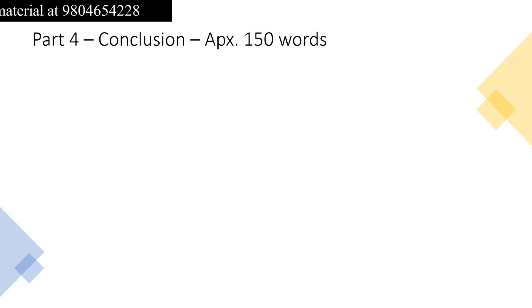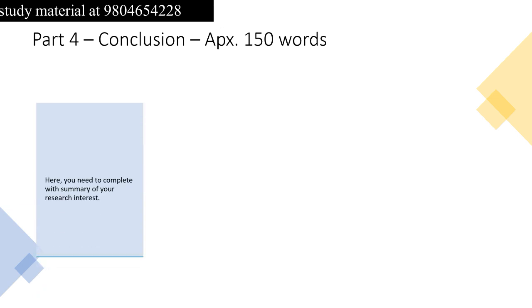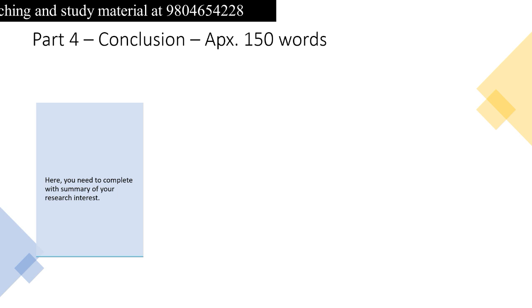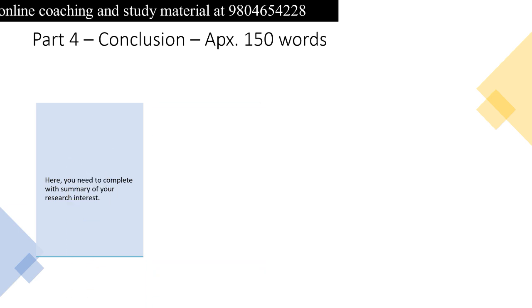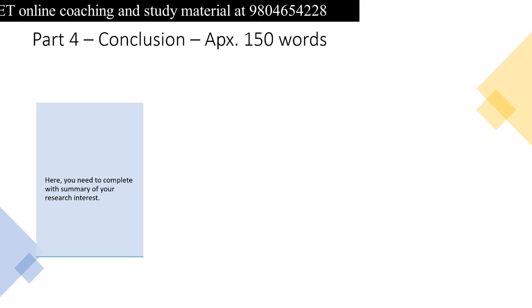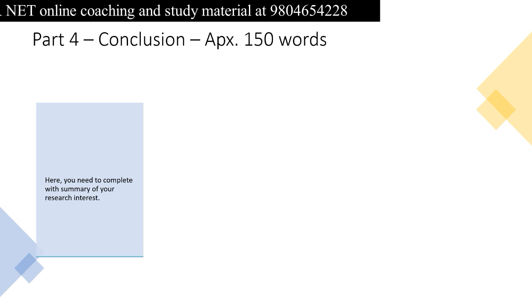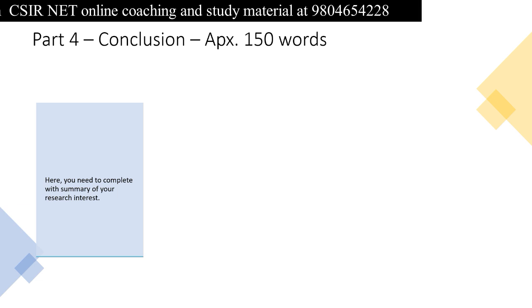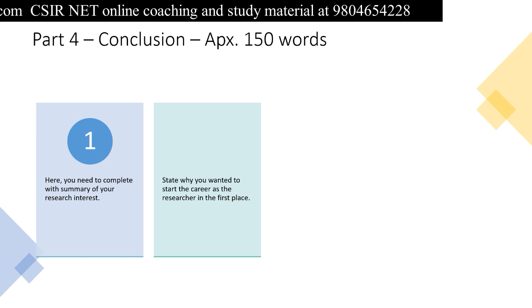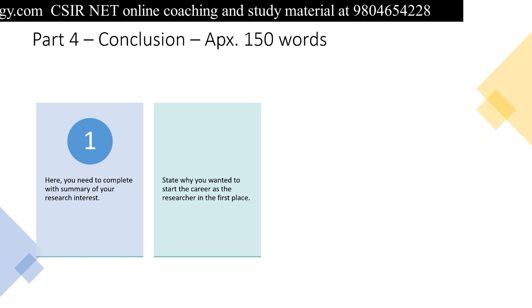And finally, we came to the last point, the conclusion: 150 words, 15% of the total word count. What we say is, you need to conclude with a summary of your research interest. Again, state back why you started in this particular field in the very first place. Remember, recall why and how you came to research in the very first place. What intrigued you as a boy or a girl to be interested in research work? State that very clearly.